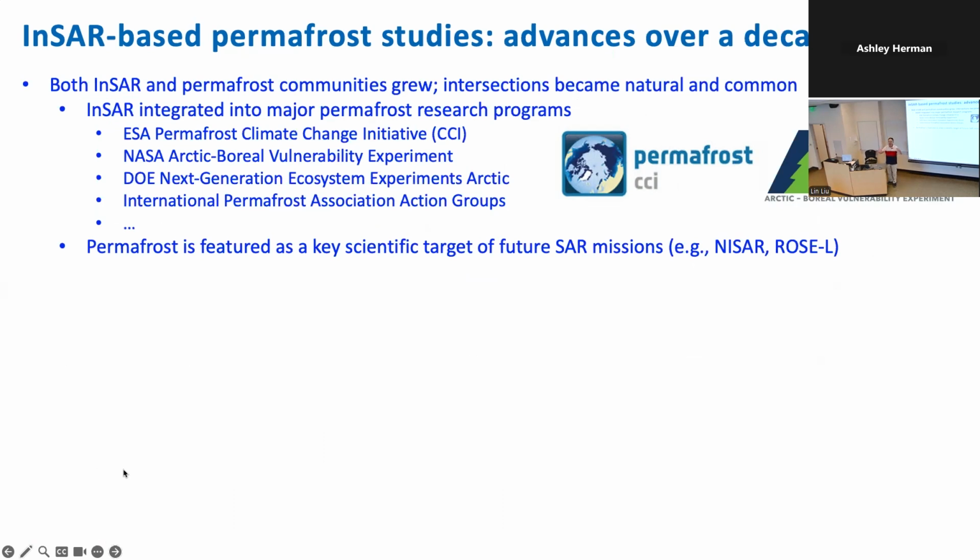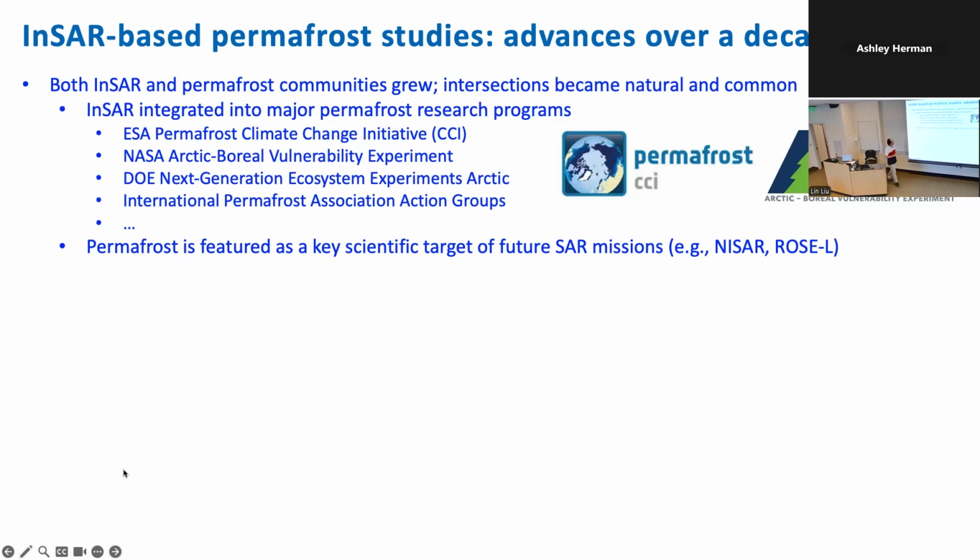So the bridging between these two communities becomes natural and common. People realize this InSAR can be useful for permafrost, so this particular technique is being incorporated into some of the major permafrost research programs. To name a few, for instance, the European Space Agency, ESA, has its Permafrost CCI, Climate Change Initiative, which has used quite a lot of InSAR for this initiative.